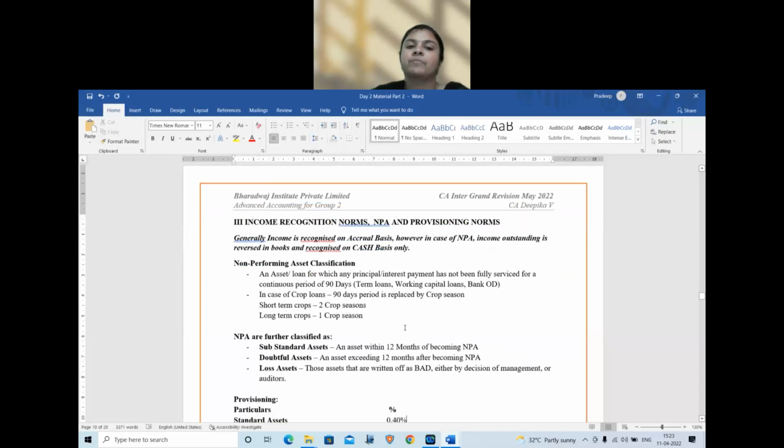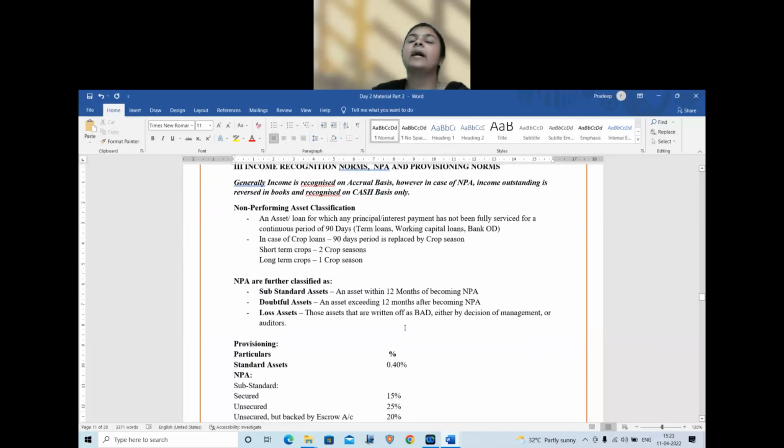Part 3, income recognition norms. Income is generally recognized on accrual basis. However, in case of NPA, which means if the asset is classified as NPA, income shall not be recognized on accrual basis. All outstanding income will be reversed and income will be recognized only on cash basis. Okay. And what is the criteria for NPA? Any asset or loan where the interest or principal is overdue for a period exceeding 90 days.